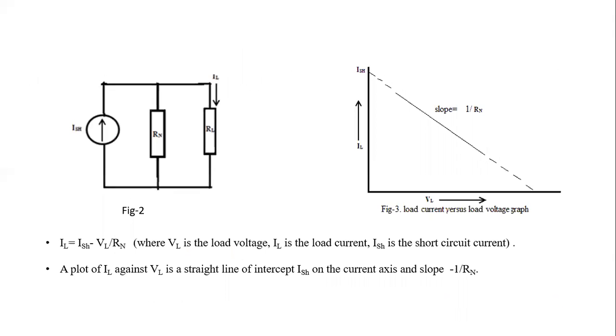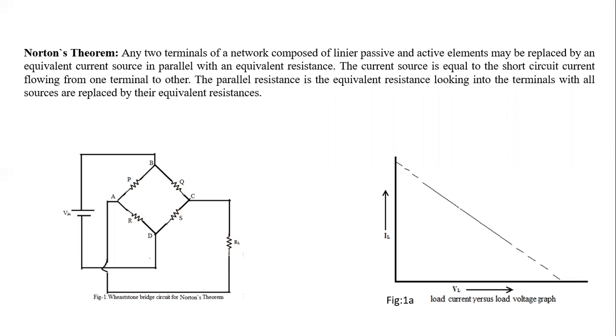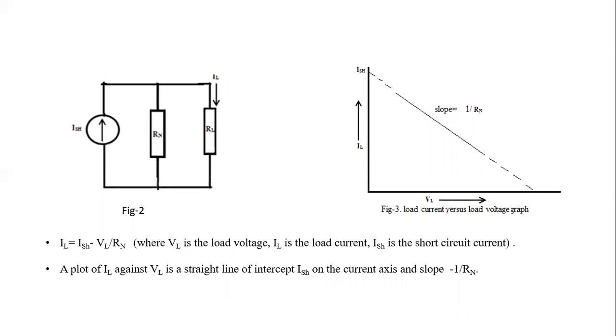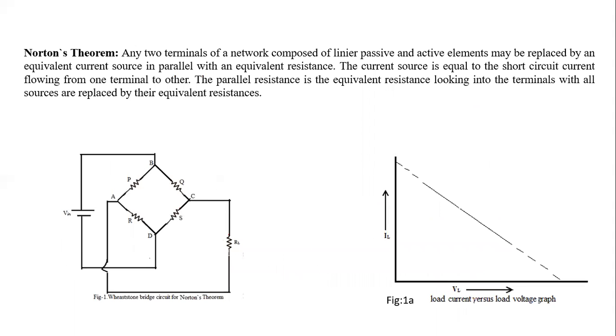That figure has been shown here. We can see the circuit in figure 1. This is a complex bridge circuit which consists of an ABCD bridge, and the load is between C and A, that is RL. RL is the load resistance. Now this complex ABCD circuit can be replaced by an equivalent current source as shown here, that is ISH, and a parallel resistance, that is RN. So that is Norton's theorem: any complex circuit can be replaced by an equivalent current source and a resistance which is in parallel with that equivalent current source.